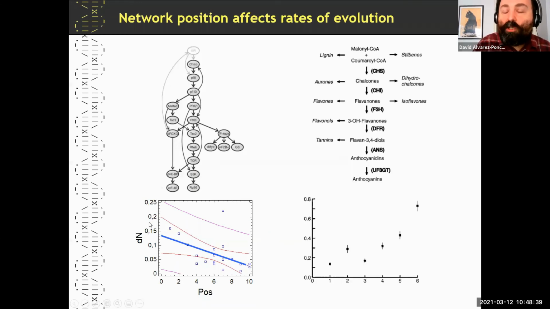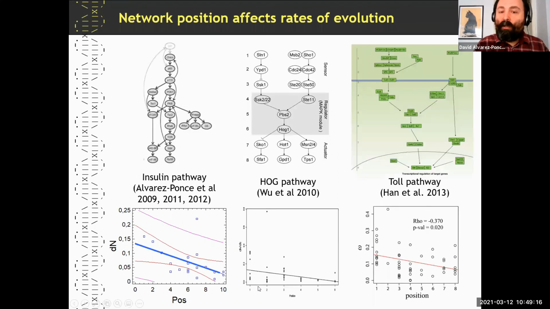So as a conclusion, there is a negative correlation between position and rates of evolution in the insulin pathway, and a positive correlation in biosynthetic pathways, or at least the ones studied, generally among the ones studied at the time. So the next question was, is this general to signal transduction pathways, or is it something specific to the insulin pathway? Is it only the insulin pathway that has this different correlation?